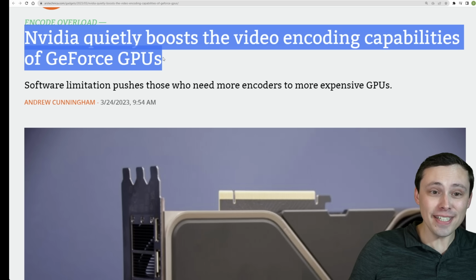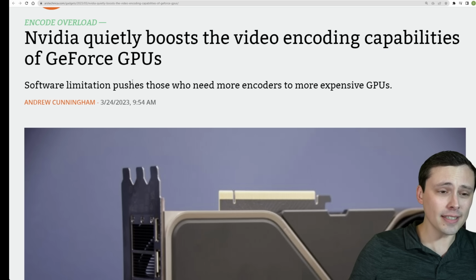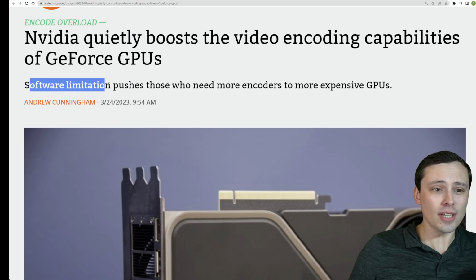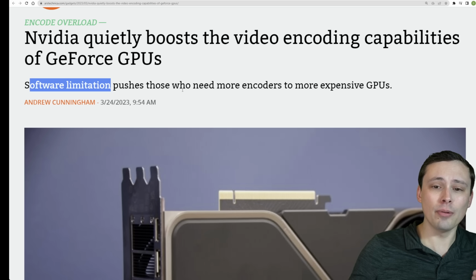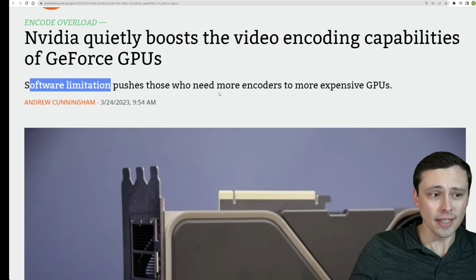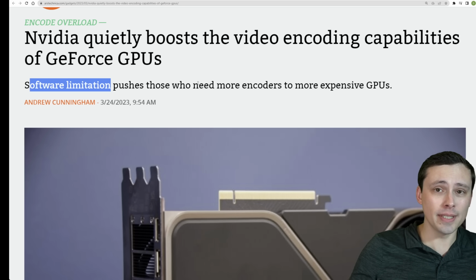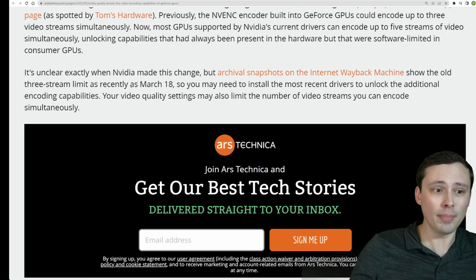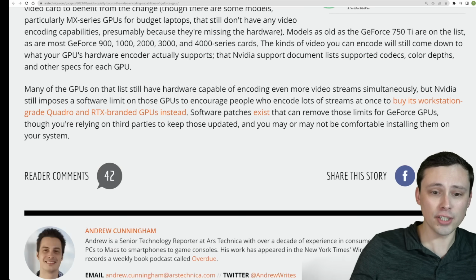Anyway, Nvidia quietly boosts the video encoding capabilities of GeForce GPUs. Basically, there were software limitations limiting how many streams could be produced by the GPU all at once. And this was a software limitation to try to push people into buying the more expensive professional hardware.